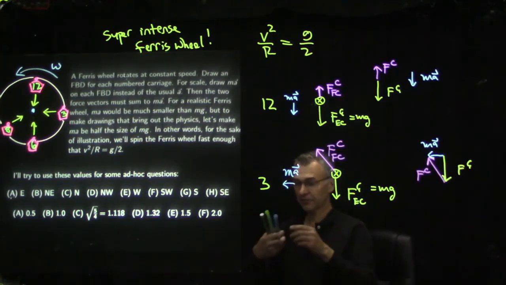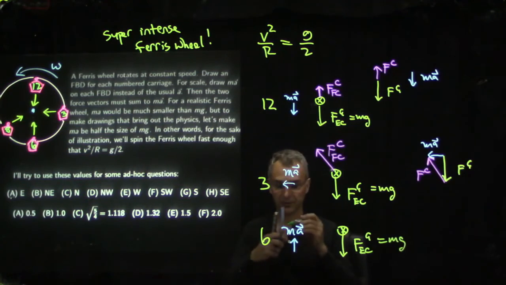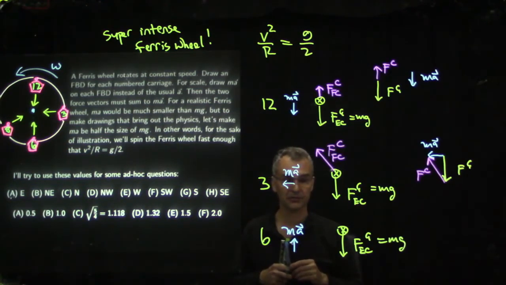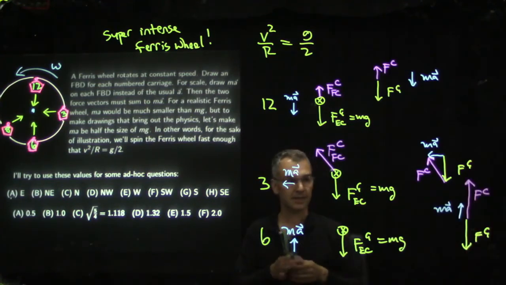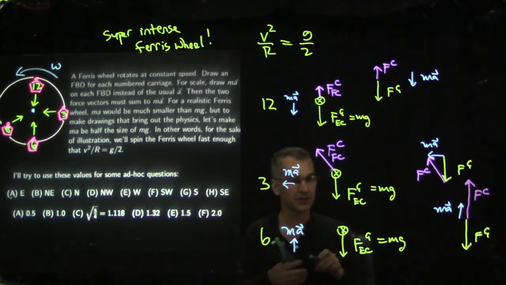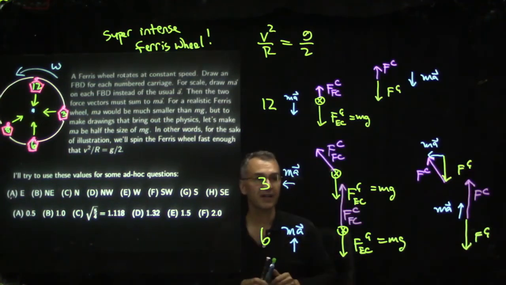Next, let's do number 6. So the gravitational force by Earth on the carriage, we can't change, but somehow we want these things to add up to something that points up and is half the length of the gravity arrow. I think the way we arrange for that is to make the contact force point up and be 1.5 times as long as the gravity arrow. So that's kind of interesting.